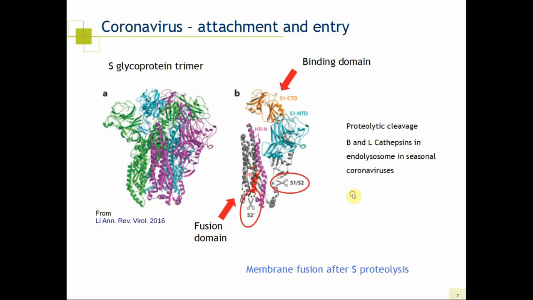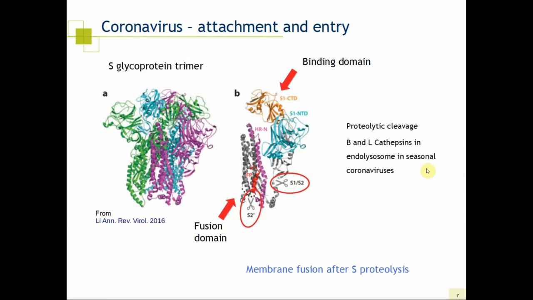And actually I should have gone through this first. In order for this to happen, there are two stages of proteolytic cleavage that need to occur. First, S1 and S2 have to be separated. That's called priming of the spike glycoprotein. And then this S2' site here needs to be cleaved. That's activation of the fusion domain.